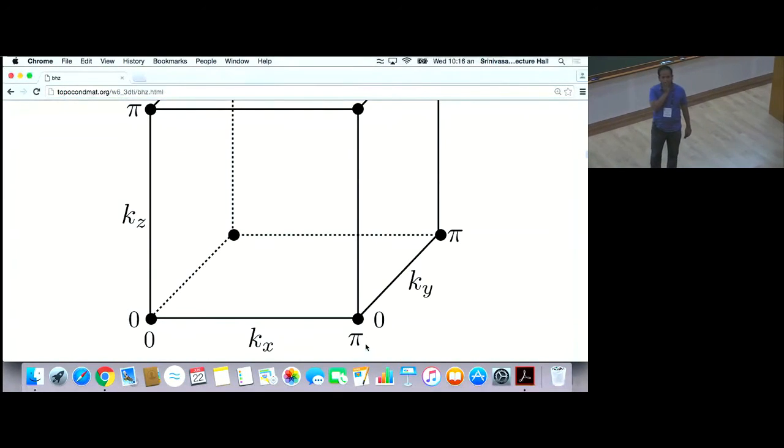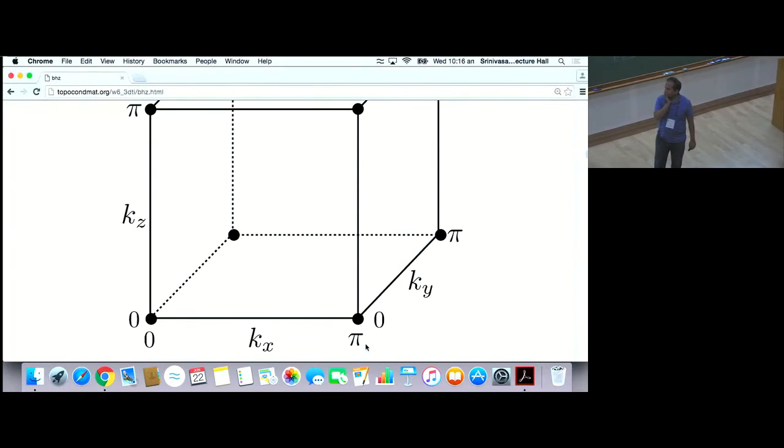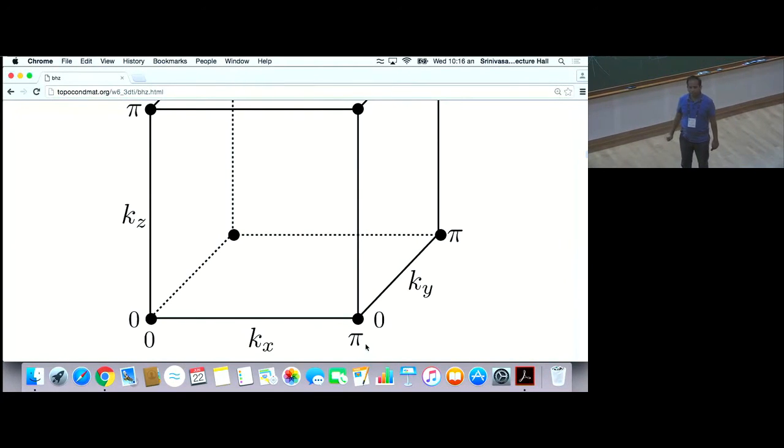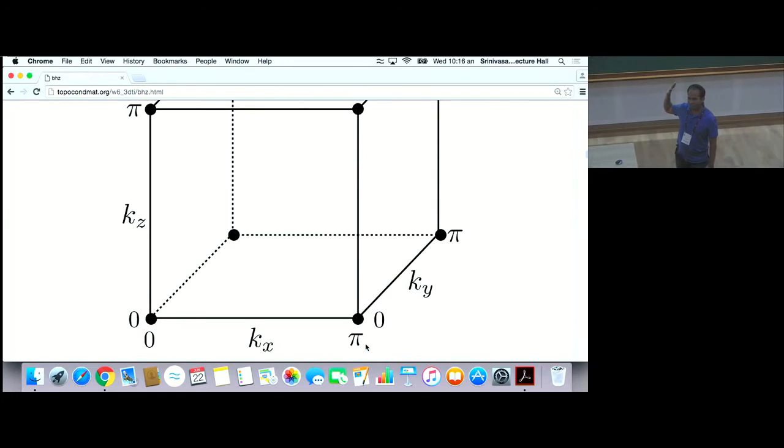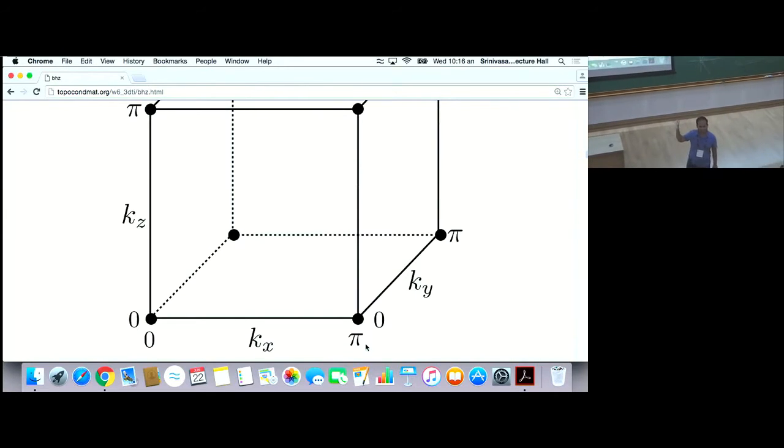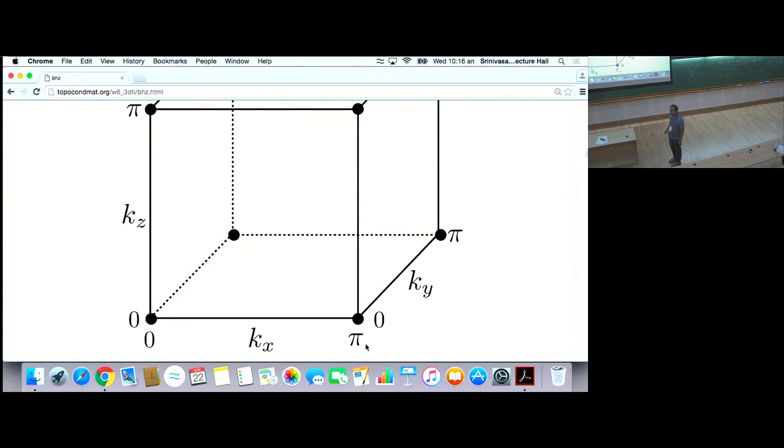So far, so good. Okay. Are there any questions so far? This is the key idea that I want you to get. This is basically the key idea for 3-dimensional topological insulators. The rest are sort of consequences.